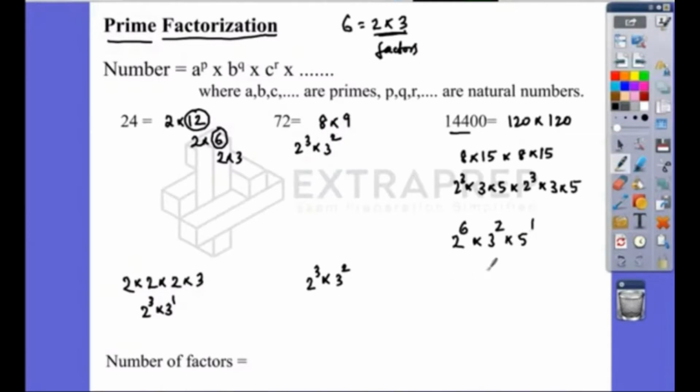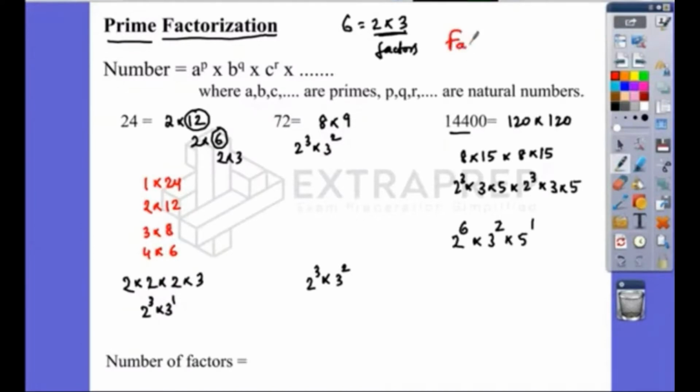I hope you understood what prime factorization is. It's the process of breaking a number into smaller parts until you can no further break it. Clear? Now, see 24, if I write the different ways of representing it: 1 into 24, 2 into 12, 3 into 8, 4 into 6. How many factors does it have?